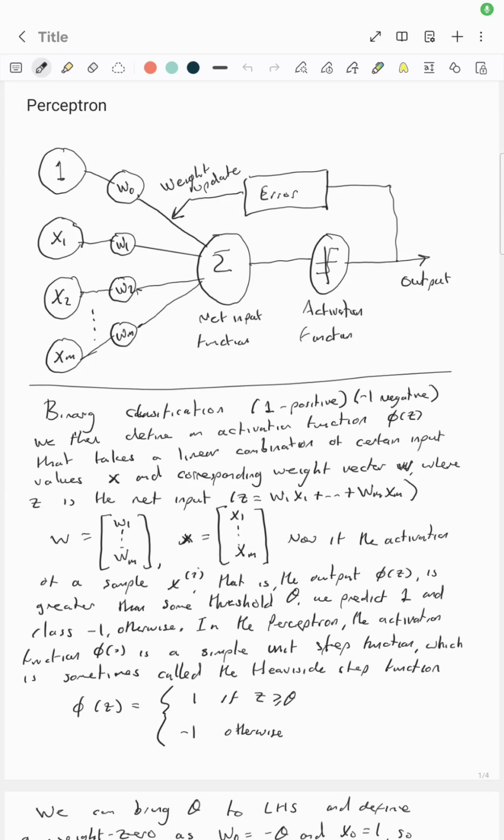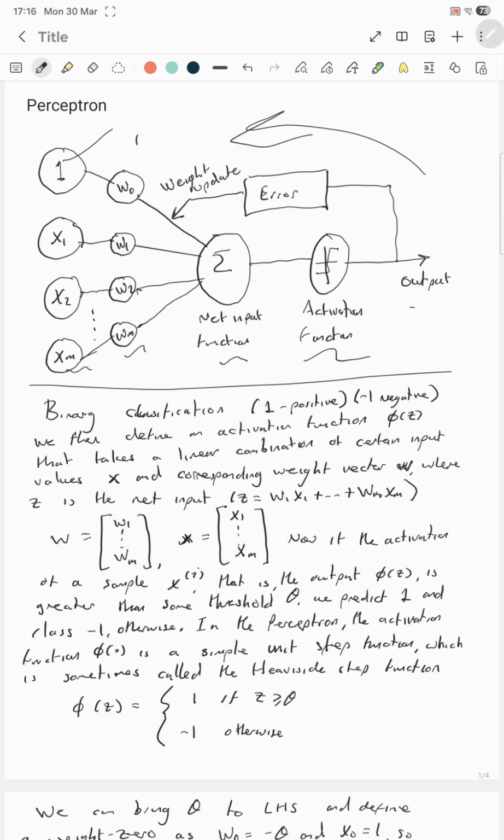This is machine learning, a perceptron. Now this is our bias term as 1, which we always put in. Our weights are from 0 to some m, and our matrices up to some x of m. Now we feed it through a net input function and an activation function. We get our output and we can propagate the error backwards. But this is a basic perceptron algorithm.